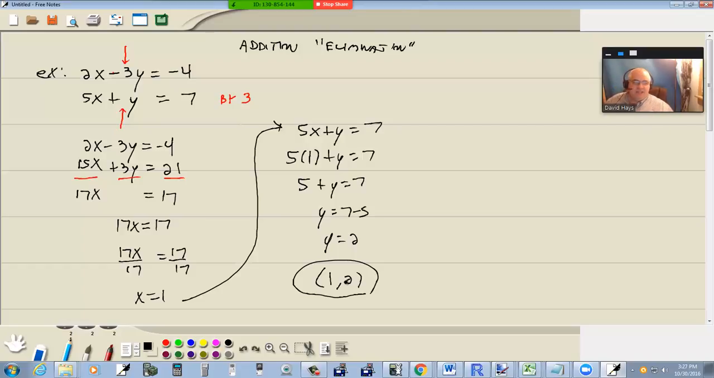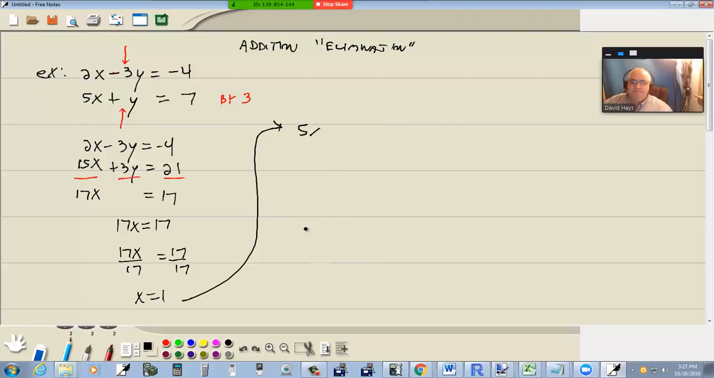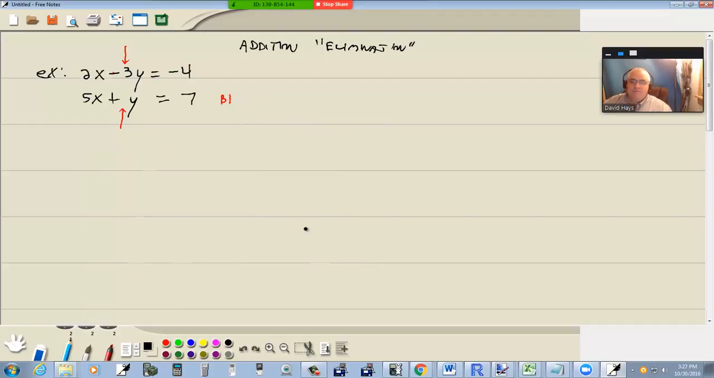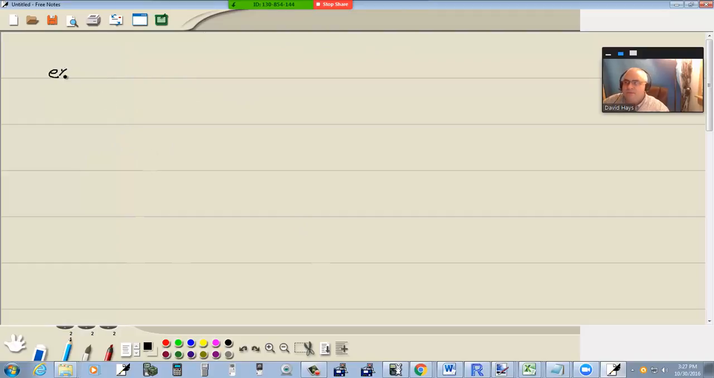Although I won't finish this next problem, I'm going to do the first step so you can see the thought process. Let's say I was going to use addition elimination again, and I got 2x plus 3y is equal to 7, and I got 4x plus 5y is equal to 3. Now let's say I'm going to eliminate the y's.